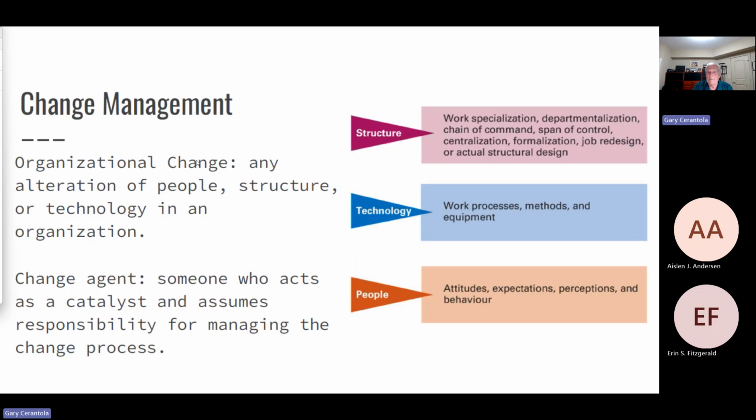Okay, so here's the thing in change management. Organizational change is any alteration of people, structure or technology, and a change agent is someone who acts as a catalyst. So it's not necessarily just the manager or the leader that drives change. There are a lot of thought leaders in the organization, and you should seek those out. There are people in the organization that don't have position power, but they have a lot of influence over their colleagues and counterparts. Finding those people and adopting them as change agents will go a long way in helping you get through a transformation.